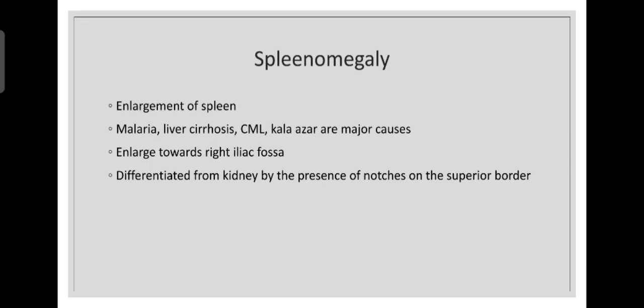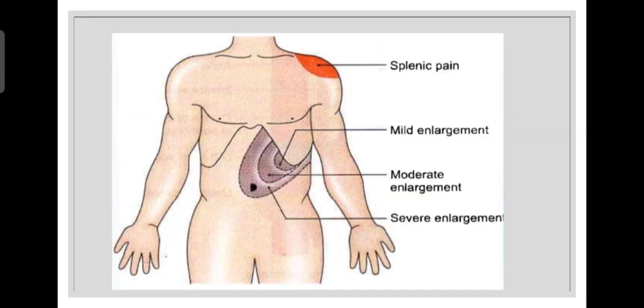It is differentiated from the kidney enlargement, because on palpation, since both lie on the left side, it is differentiated from the kidney by the presence of notches present on the superior aspect. So these notches are very important. See here, enlargement of spleen. First, on mild enlargement, it is present along the left costal margin. Then it enlarges towards the direction of the right iliac fossa.